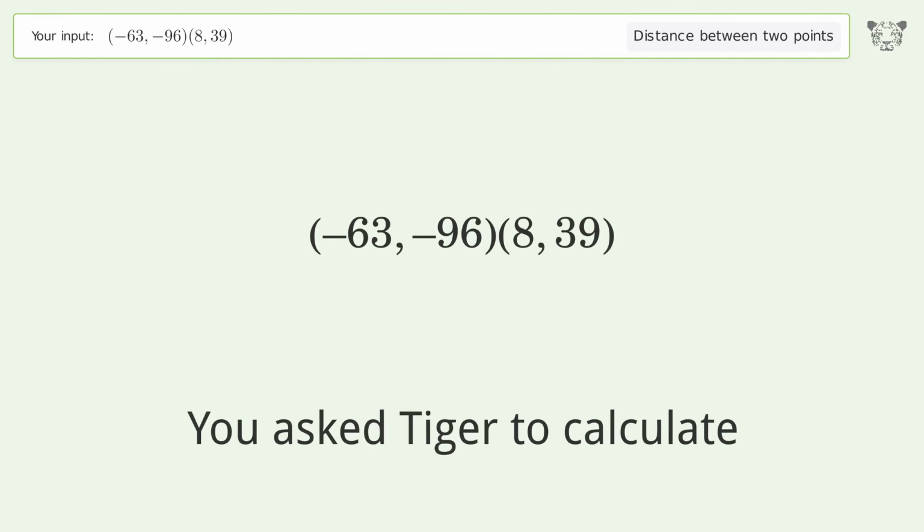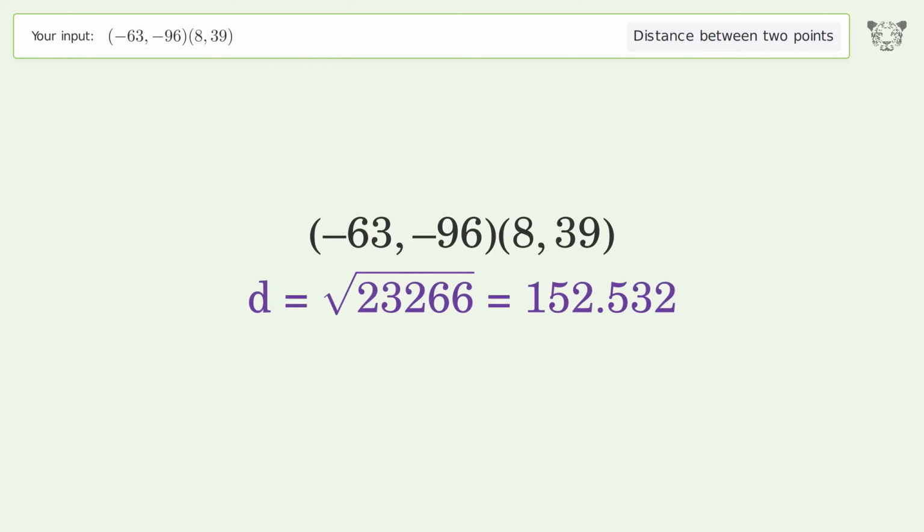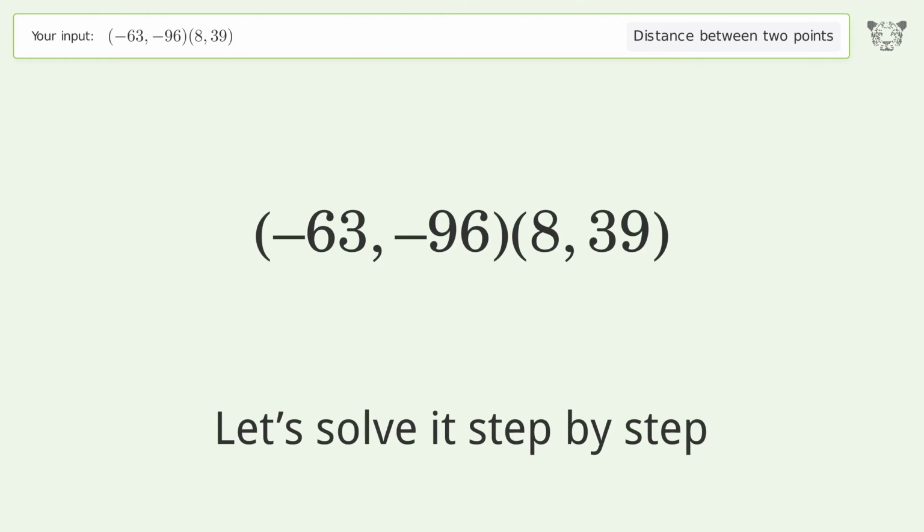You ask Tiger to calculate. This deals with the distance between 2 points. The distance between the 2 points is the square root of 23,266, or 152.532. Let's solve it step by step.